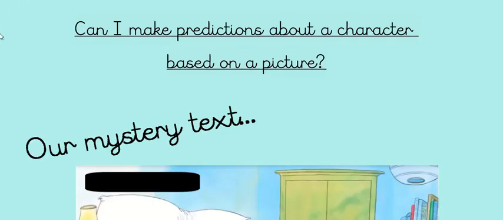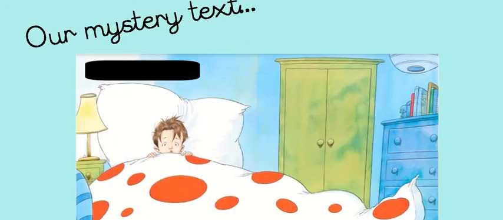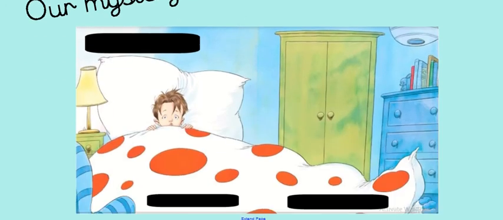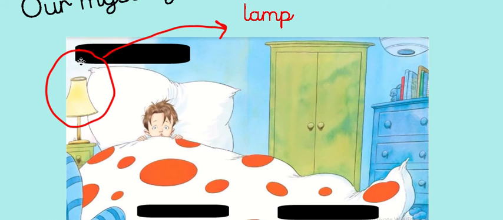Okay, so let's have a look at this picture from our mystery text. I'm not going to show you what the text is just yet. I'm just going to show you the first picture, or the first illustration, from the book. I'm just going to give you a little minute to have a really close look at this picture. There are all sorts of things that you should be able to spot in the picture. So have a little look and see what you can find. The first thing I noticed was this lamp by the side of the bed. What else can you see?